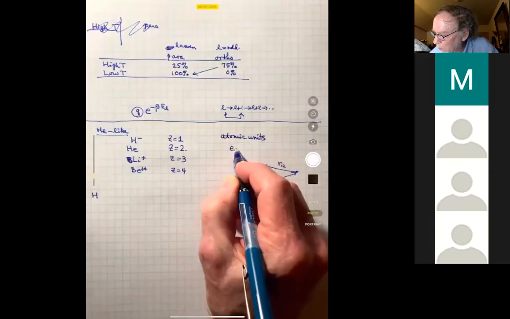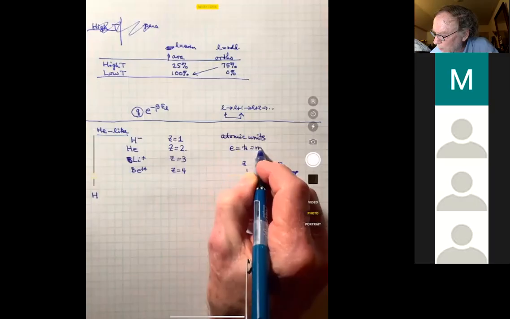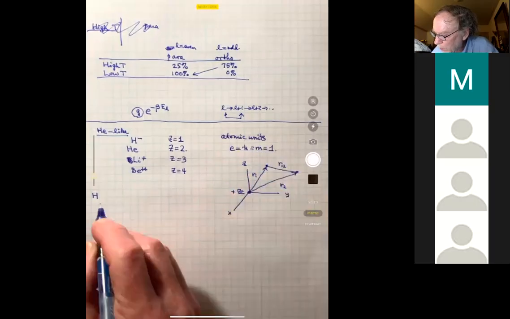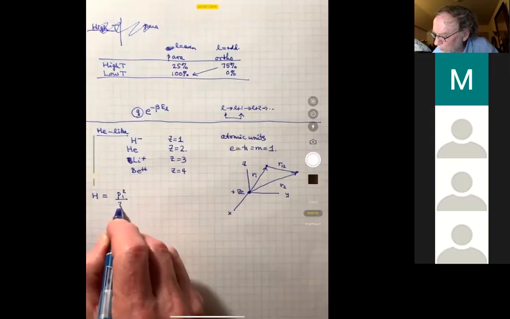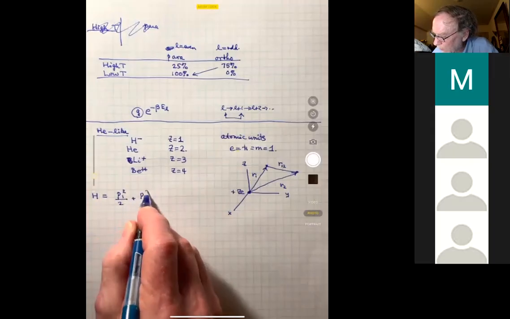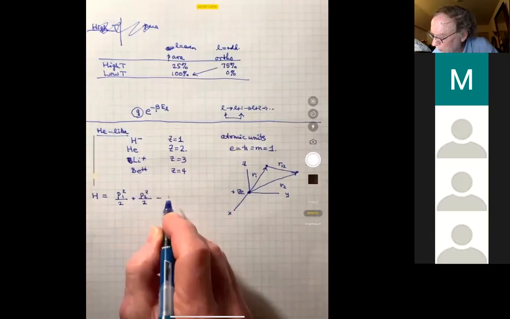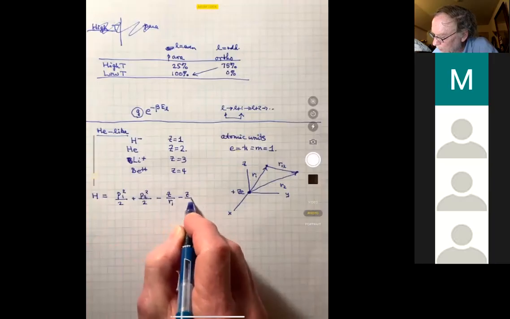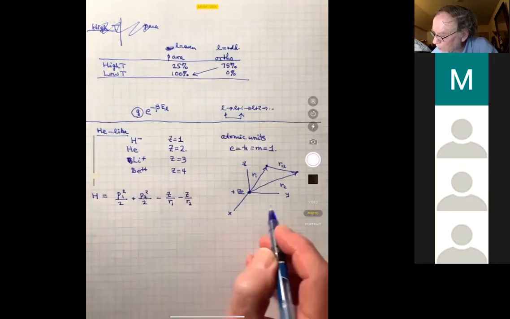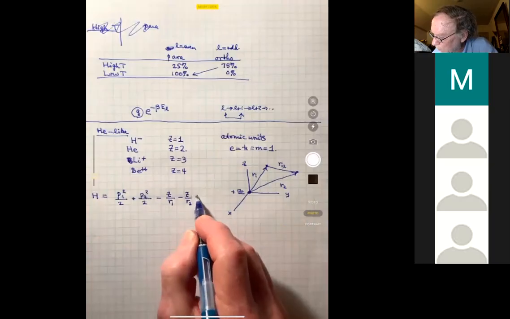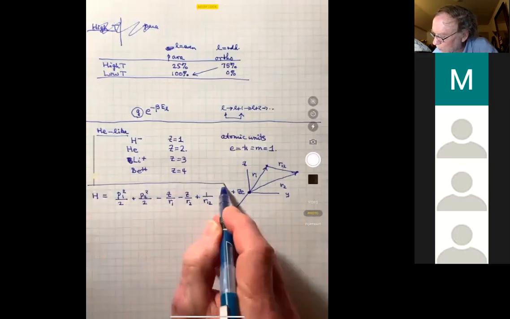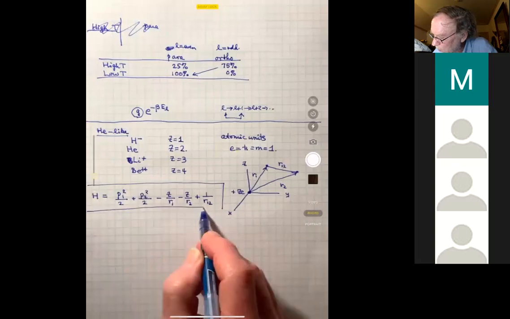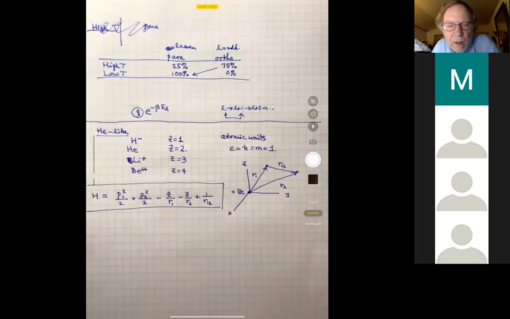Atomic units are units in which e equals ħ equals m equals 1, as I hope you know by now. So the Hamiltonian in atomic units is the kinetic energy of electron 1, P1 squared over 2, plus the kinetic energy of electron 2, P2 squared over 2, minus Z over R1 and Z over R2 for the interaction of the 2 electrons with the nucleus, and then plus 1 over R12 for the interaction of the 2 electrons with themselves. Let me box this here so we can view the Hamiltonian.